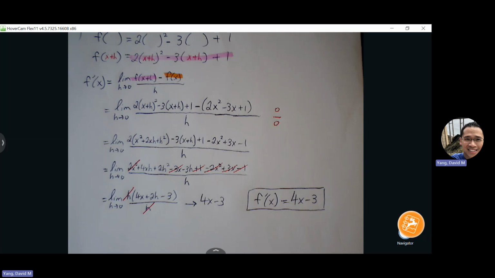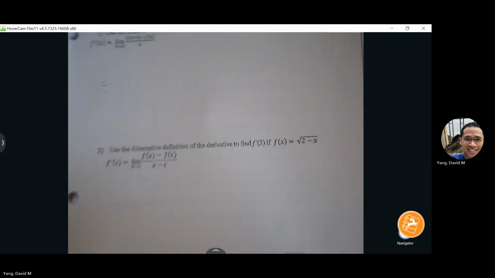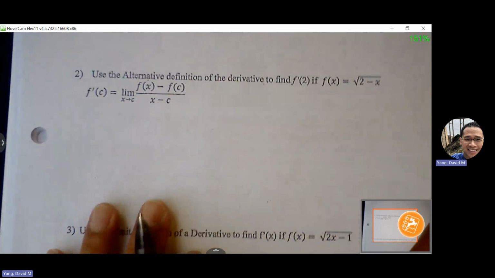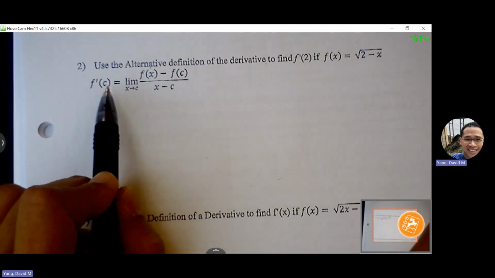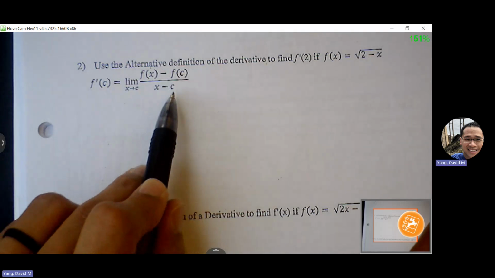Any questions there? Okay, number 2, it says use the alternate definition to find f prime of 2. Then we still need to look at number 1. So with the alternate definition, this is going to take us directly to the slope value. And the first thing that we do is we do something with the c's. What do we do with the c's?